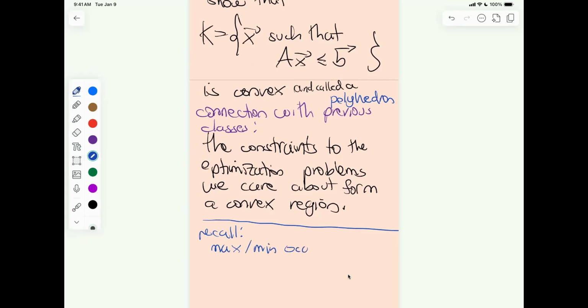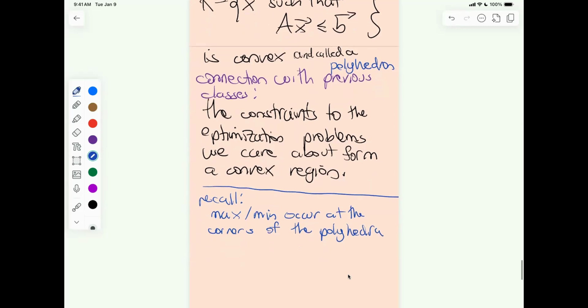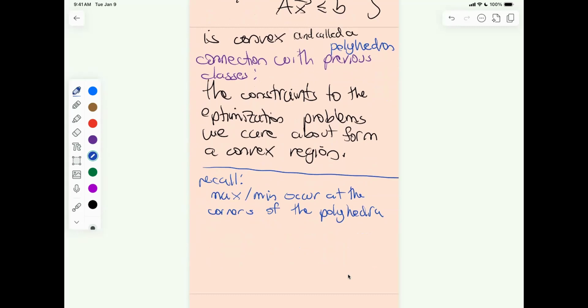occur at the corners of the polyhedra. I don't know if you remember with the farmer's problem, right? We had this region, and the max was one of the corners of the region. So it would be nice to have a characterization of a corner in terms of convexity.